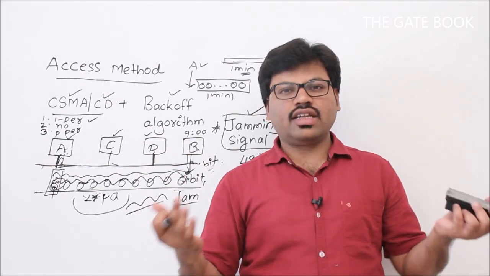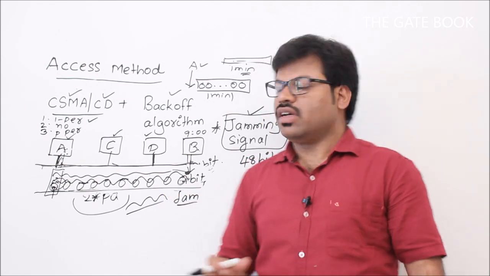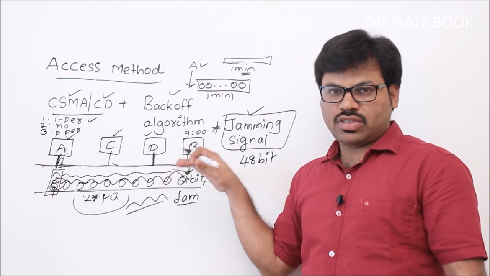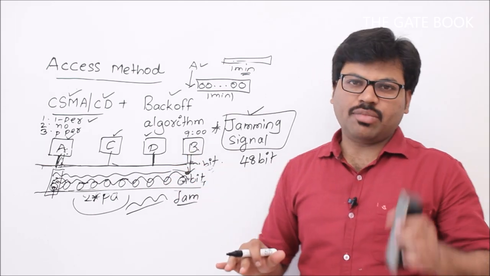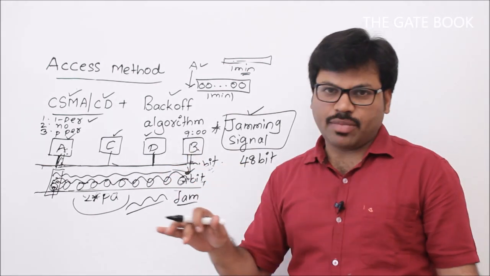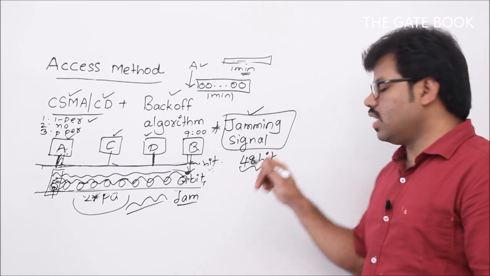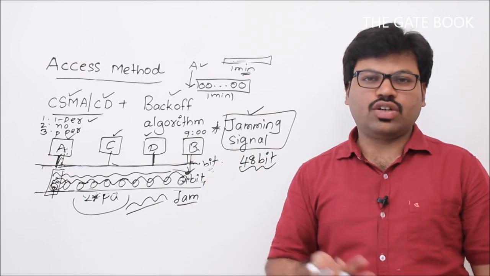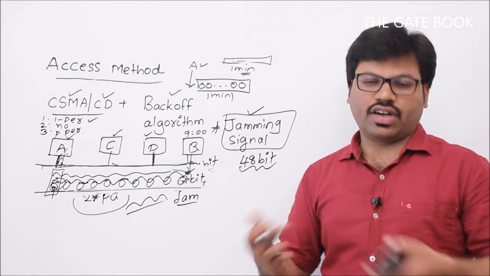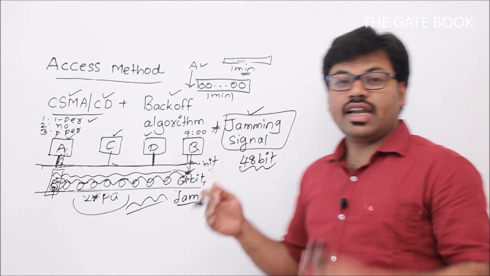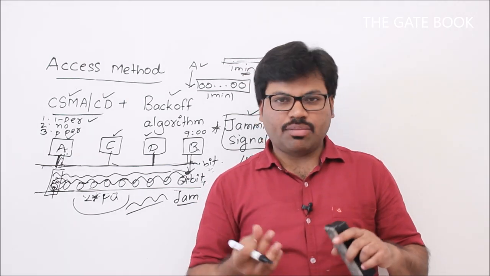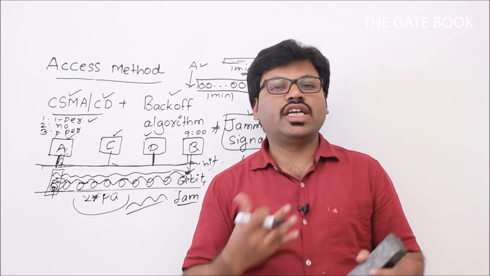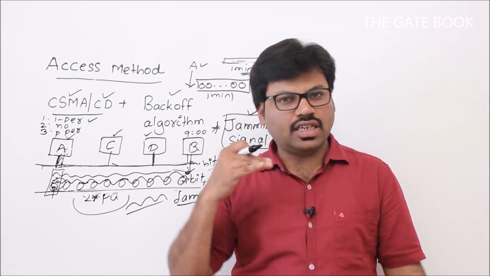If you don't understand the reasoning, still not a problem. Remember, according to the rules, whenever there is a collision, whichever station detects it will send a jamming signal, and the length of the jamming signal is 48 bits according to the standard. Earlier it used to be 32 bits, so it doesn't matter whether 32 or 48. In a GATE problem, sometimes they give you the length of the jamming signal. If they give the length of the jamming signal, you should consider that.